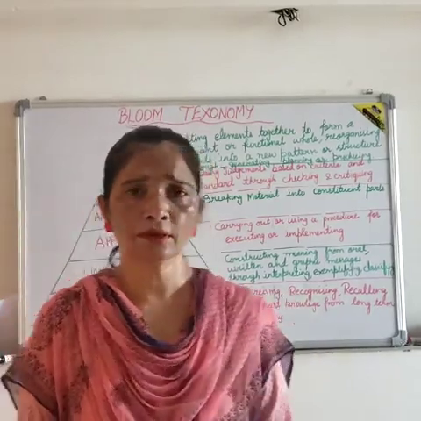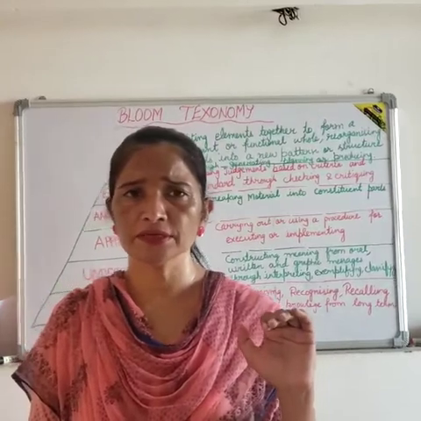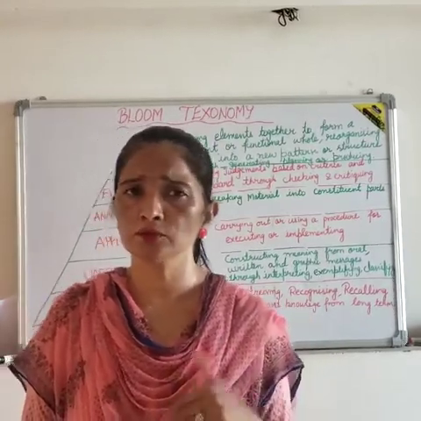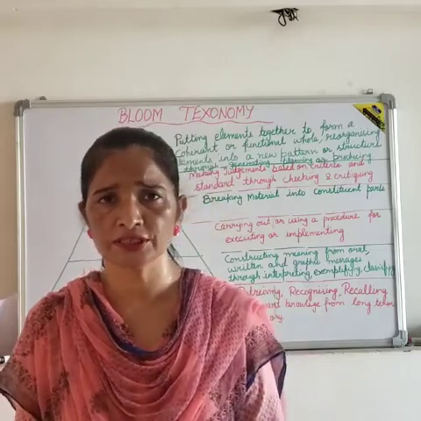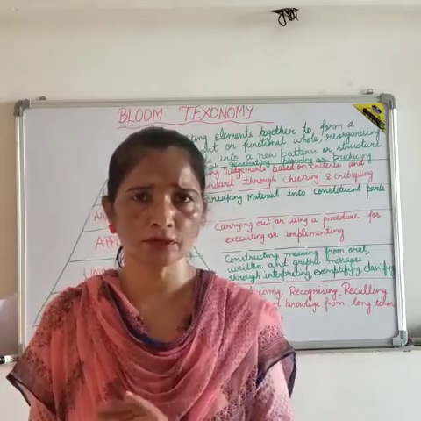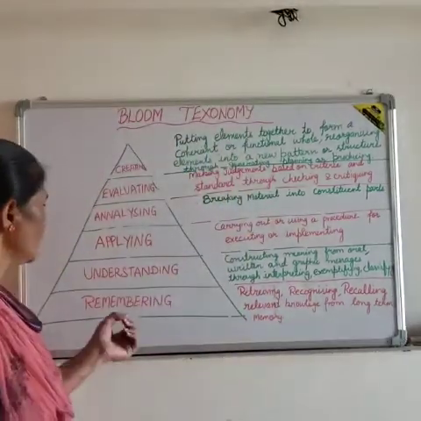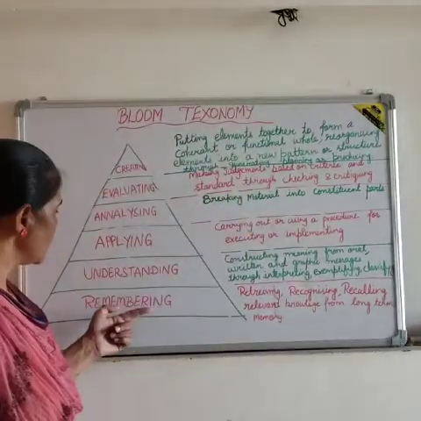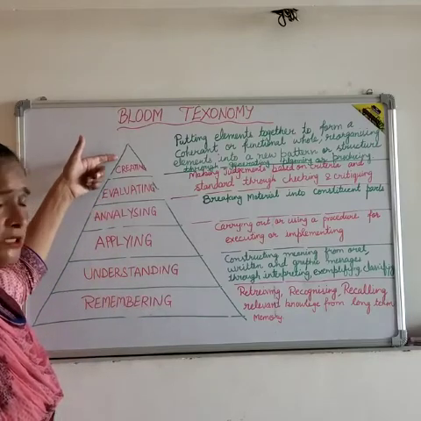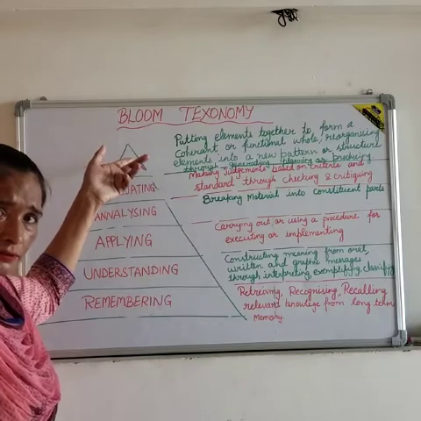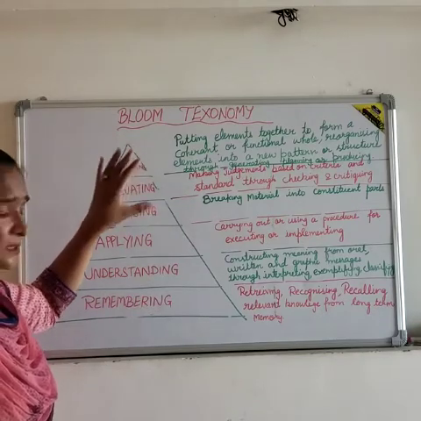There is a pyramid. We will discuss that pyramid. When it was started in 1956, it had various nouns, but in 2001, when it was revised to cater to the needs of the 21st century, the nouns were converted into verbs. So let's discuss one by one. It has six phases: remembering, understanding, applying, analyzing, evaluating, and most important is creating. That is, if a student is able to create something new from learning, then we call it learning.